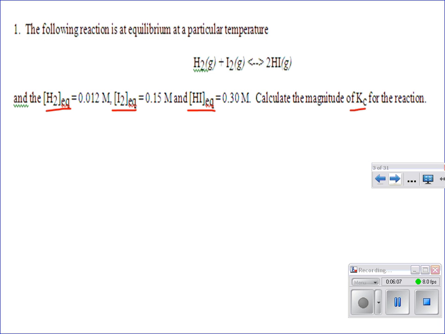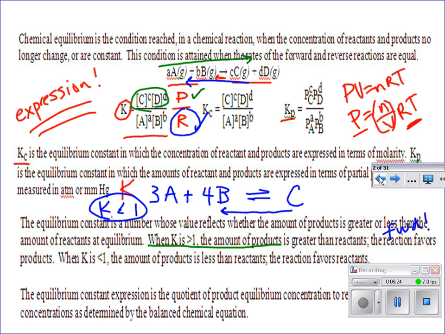So I'm going to require in all of your work that you write the unsubstituted expression first, because that's always required. So how do I set up this expression? Products over reactants. And again, I'm a bad teacher. I failed to talk about what we can and cannot put in this expression. There's a very important point I failed to mention, and that is the following.